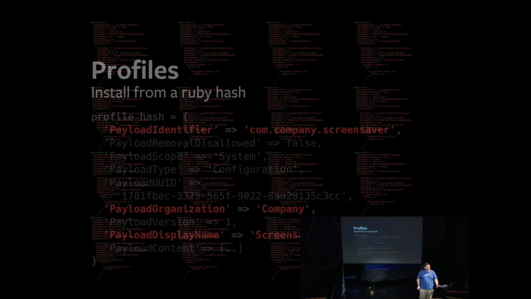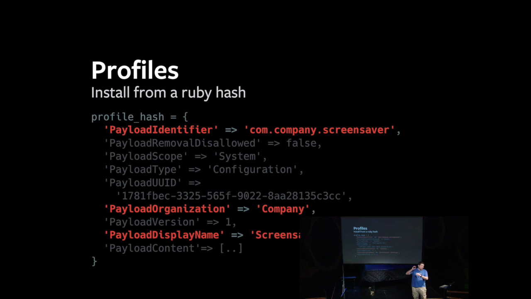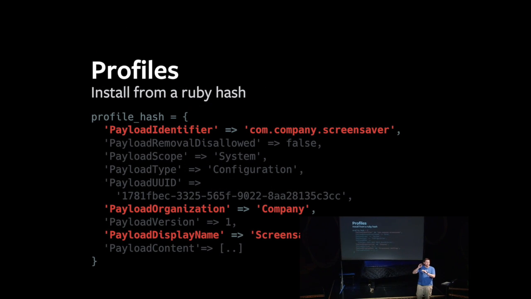So instead of doing this, why don't we dynamically build the profile instead? We could save a lot of repeating ourselves and reduce the chance of failure. So this is a profile in the form of a Ruby hash. Basically, it just means that all the key names and value types are stripped out. And you can see there's payload identifier, com.company.screensaver. That's the standard payload identifier. It's how the system decides whether it's installed yet or not at all.